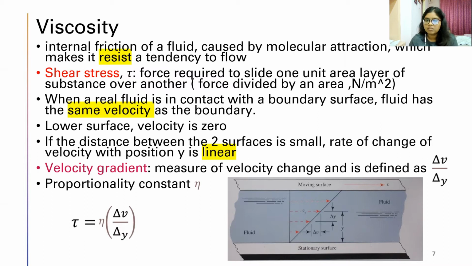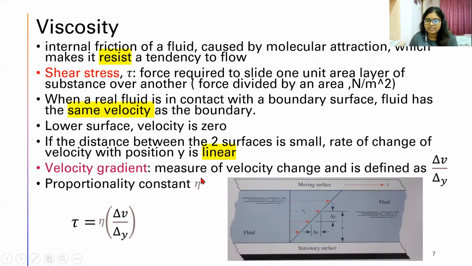Now, real fluid means a fluid that possesses viscosity. So, when a real fluid is in contact with the boundary surface, meaning that when the fluid is closer to the moving surface here, the velocity should be the same as this moving surface. While at the lowest surface here, the velocity should be 0. So if the distance between the two surfaces is small, then the rate of change of velocity with position y is linear, meaning that it varies linearly.